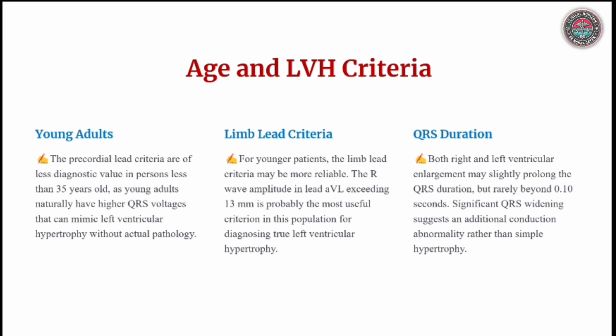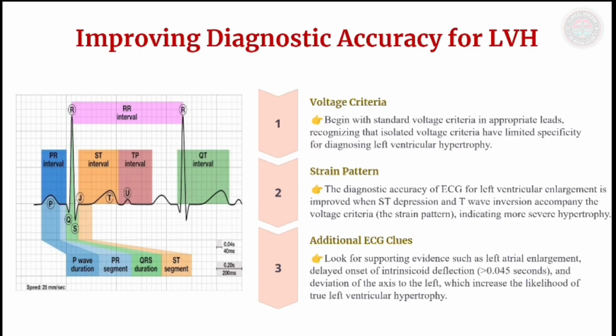Improving diagnostic accuracy for LVH. ECG diagnosis of LVH is enhanced by combining voltage criteria, strain patterns, and additional clues. Voltage criteria alone have limited specificity but improve when accompanied by ST depression and T-wave inversion strain pattern. Other clues, such as left atrial enlargement and delayed ventricular activation, increase diagnostic confidence.